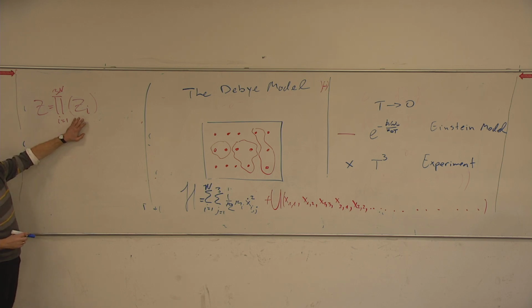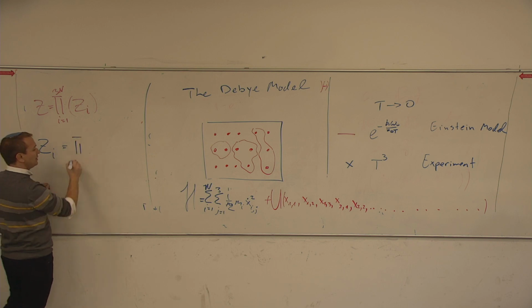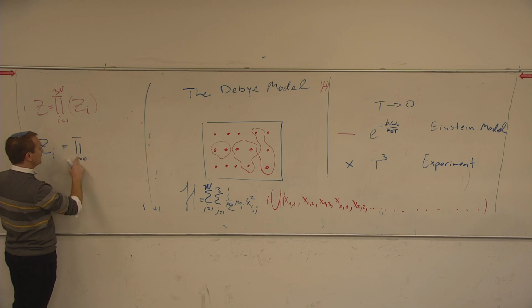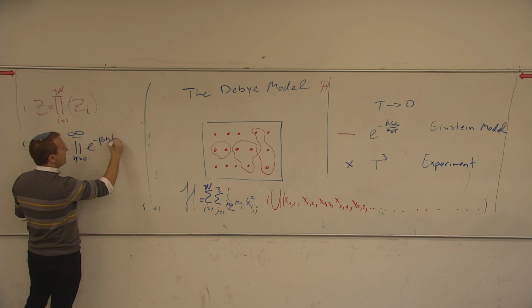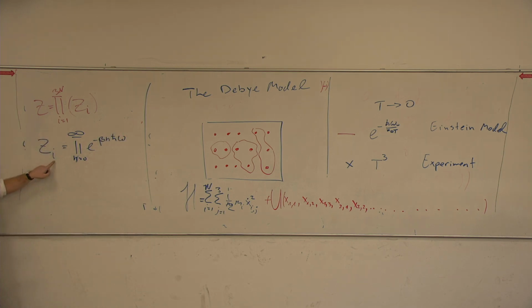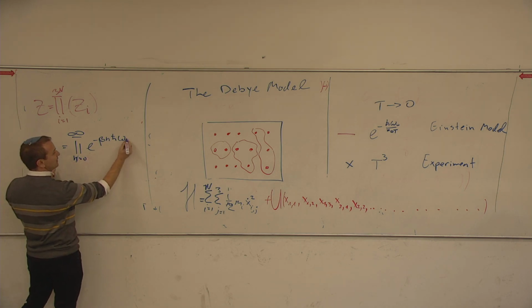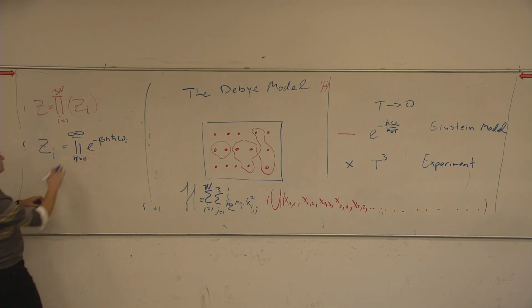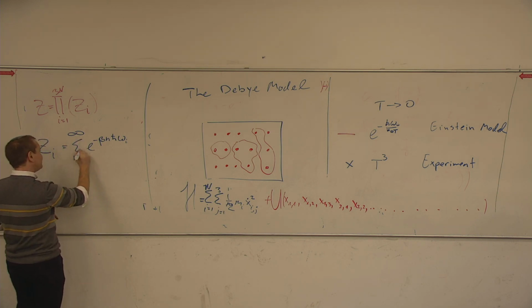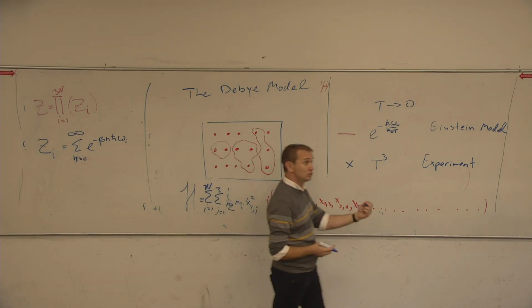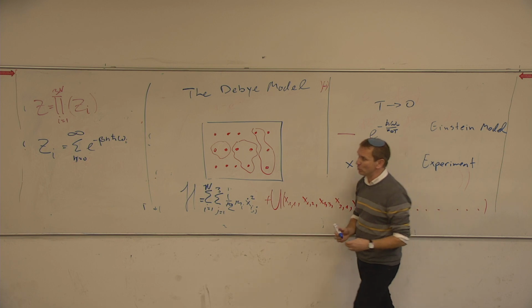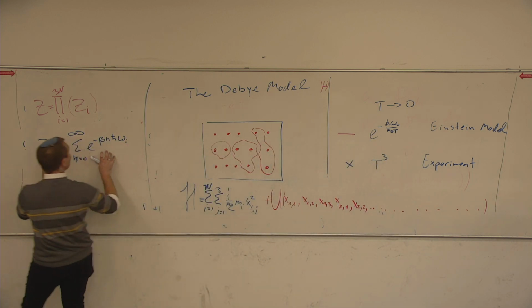to compute each Zi is simple, right? Because what is Zi? Zi is a sum over n from 0 to infinity of e to the power minus beta n h bar omega. But this omega is already a function of i. Yes, so this is the partition function. If I have a particle which behaves as a harmonic oscillator, its partition function always looks like this.